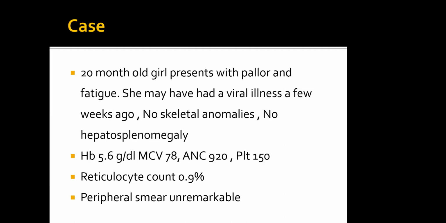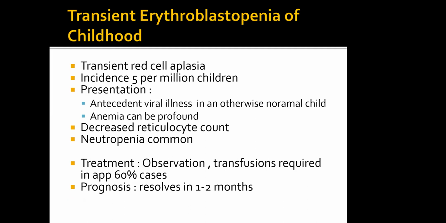Again, it's a normocytic anemia, but she's also got a low white cell count. Her ANC is only 920, and the platelets are just borderline. It's 150,000. The reticulocyte count is also low. So you know that this is decreased production. The peripheral smear is unremarkable.